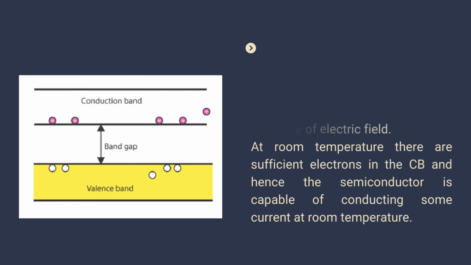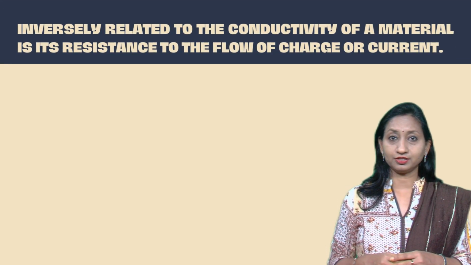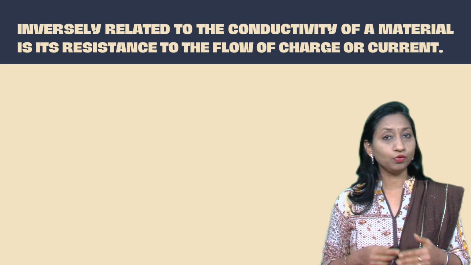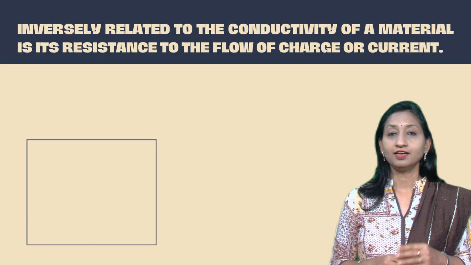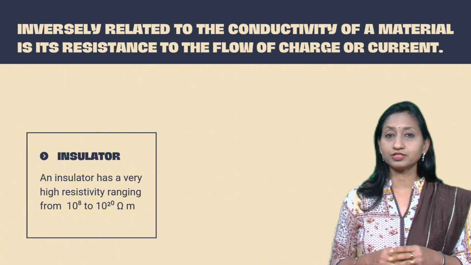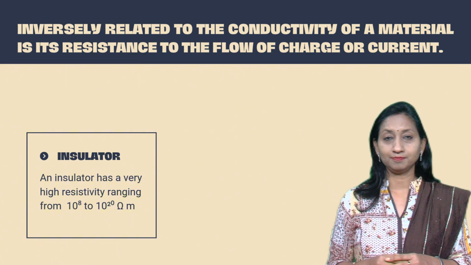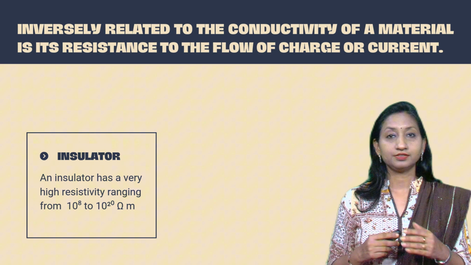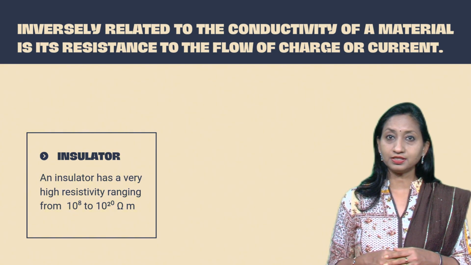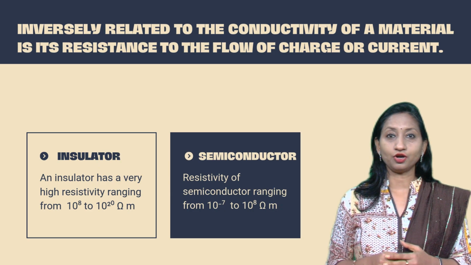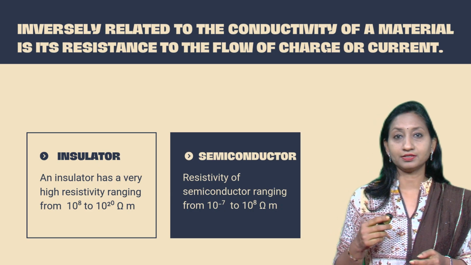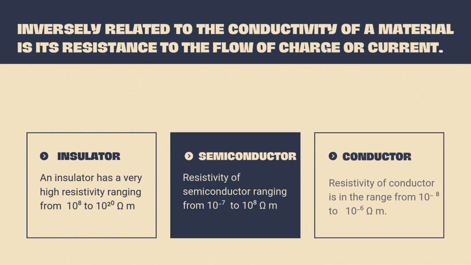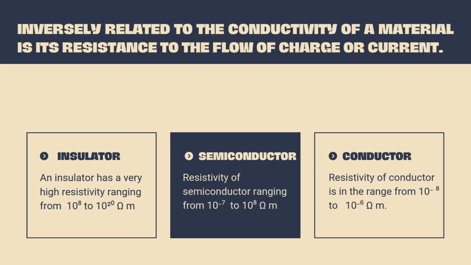current at room temperature. Inversely related to the conductivity of a material is its resistance to the flow of charge or current. Typical resistivity values of various materials are given in this table. An insulator has a very high resistivity ranging from 10 to the power 8 to 10 to the power 20 ohm meter. Resistivity of semiconductor ranges from 10 to the power minus 7 to 10 to the power 8 ohm meter. Resistivity of conductor is in the range of 10 to the power minus 8 to 10 to the power minus 6 ohm meter.